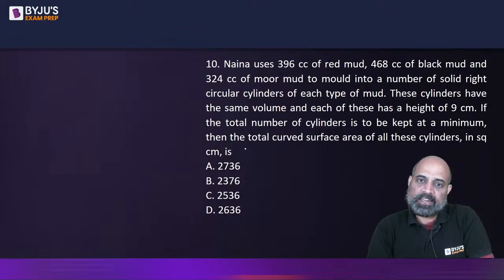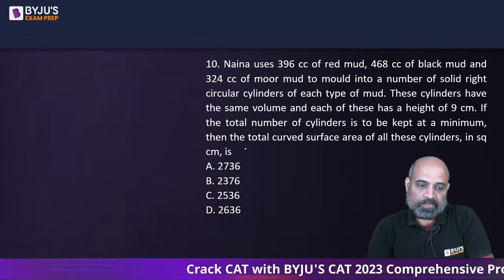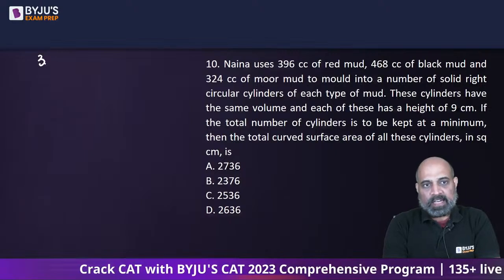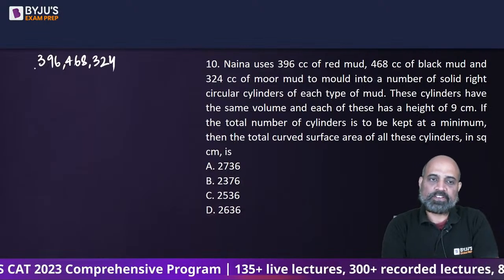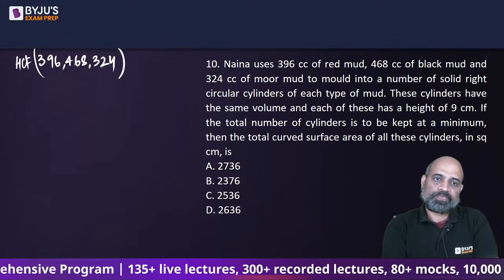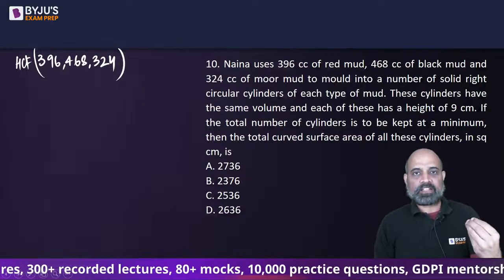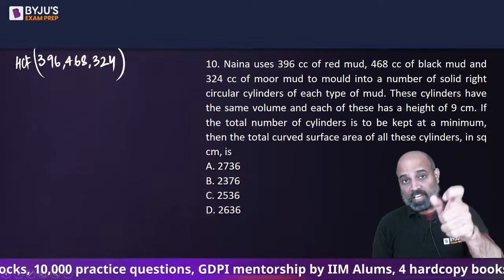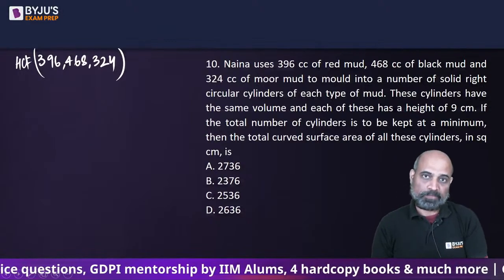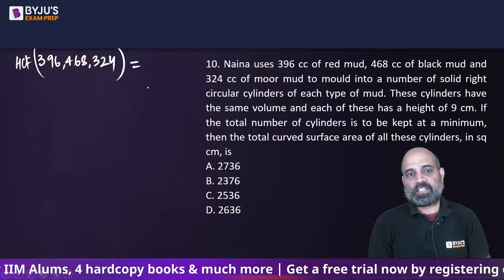so we can say that we take the HCF of 396, 468 and 324. When I take out HCF, I'm trying to say that the maximum factor that I can take, each of the cylinder is going to contain that volume, because the leftover you cannot segregate, you cannot further break it down. So the HCF of all of this is going to be 396 and 324.